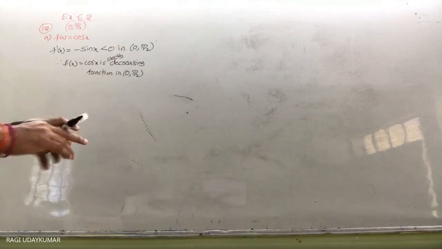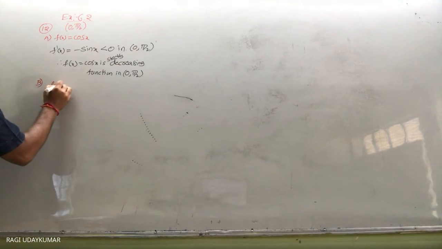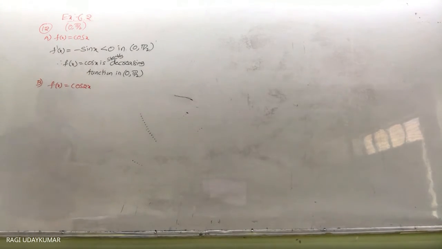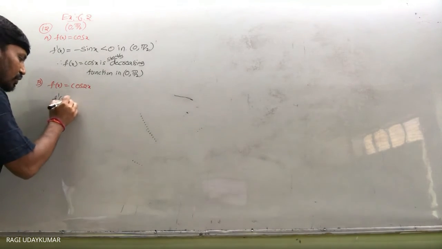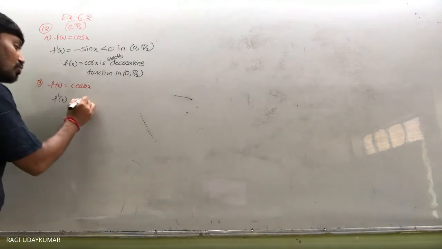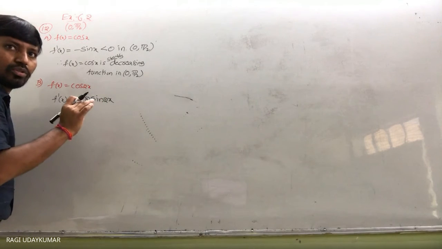Coming to the second part, it is given to you cos 2x. So be careful about that. What is the differentiation of cos 2x? f dash of x is equal to minus 2 sin 2x. Minus 2. Is it visible to you?